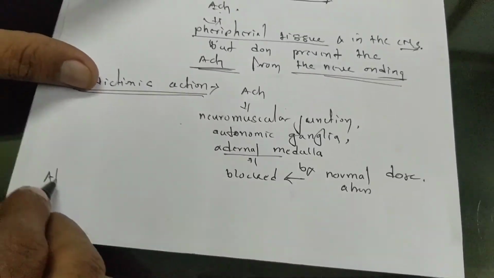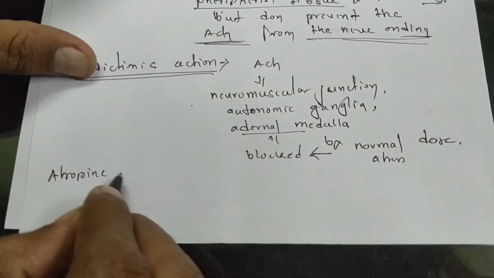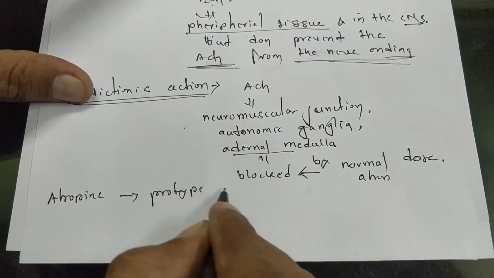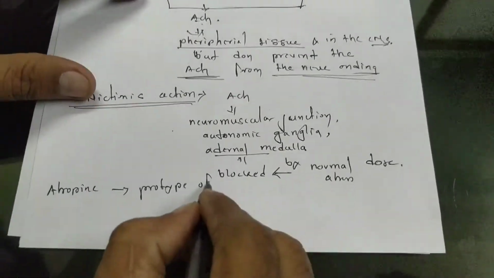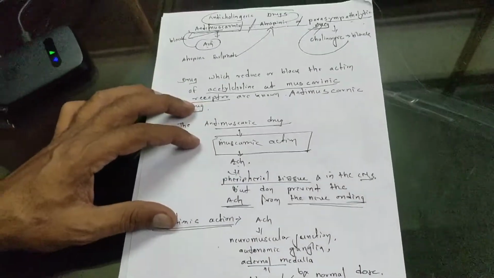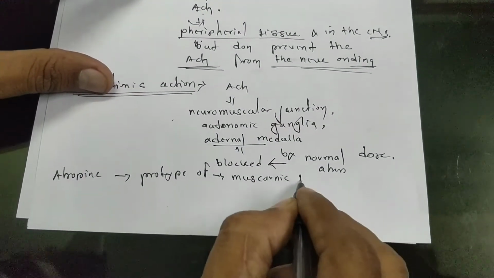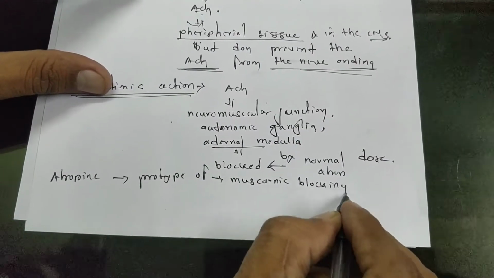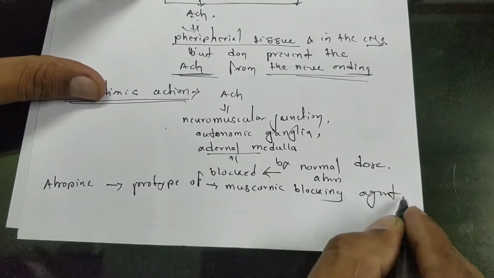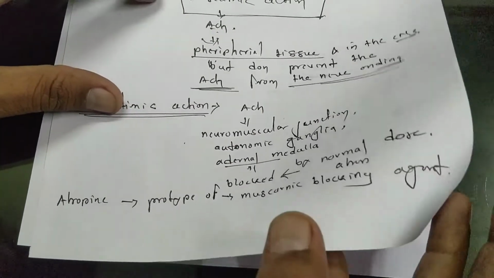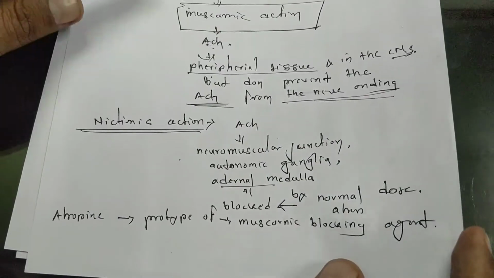Atropine is used as the prototype of muscarinic blocking agents. Okay, now see the classification. The drugs are divided into different classes, as given below.